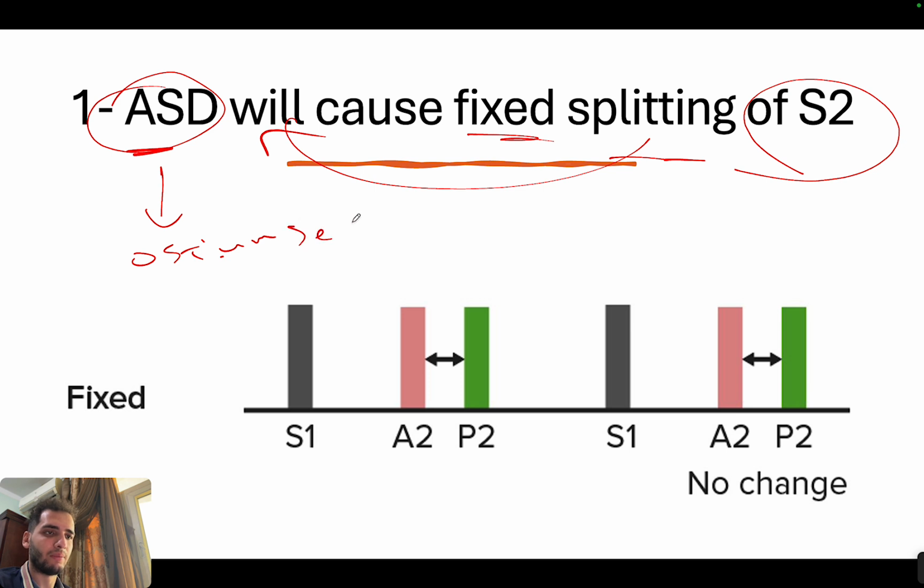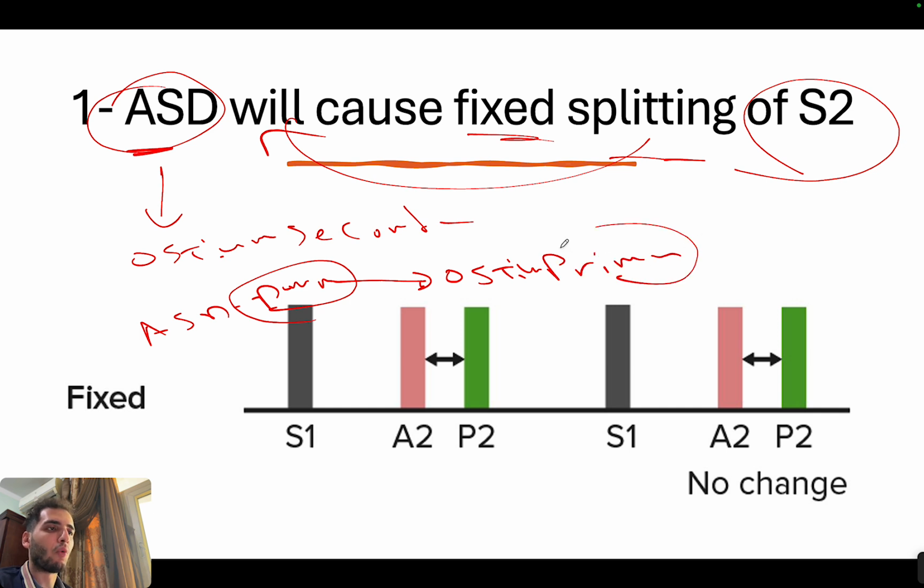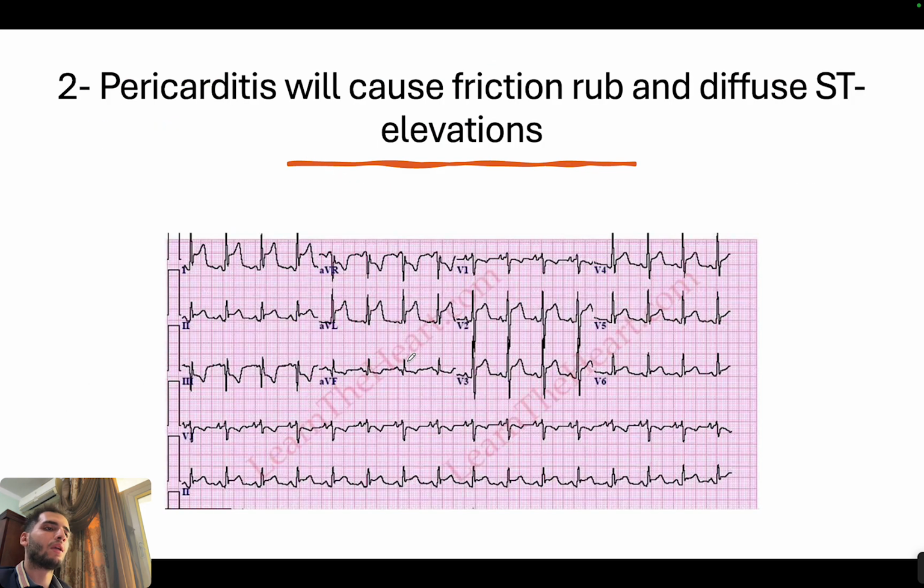They can ask what the problem is in atrial septal defect, and the answer is the problem is in the ostium secundum. Now atrial septal defect can also happen in Down syndrome. So if you see in the question that this person has Down syndrome, then there is a probability that he has atrial septal defect, but this time it would be a problem in the ostium primum. Okay. Now, what is a fixed splitting? It's when the A2 and P2 split from each other, and they are fixed, meaning they don't change during either inspiration or expiration.